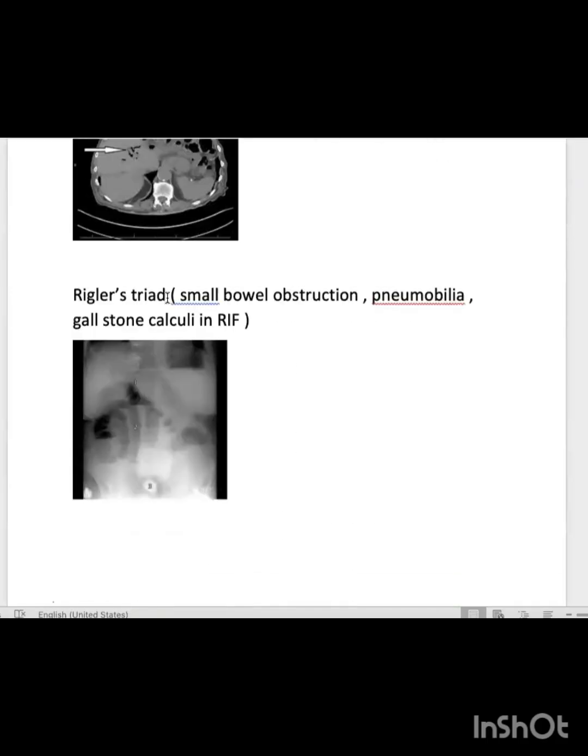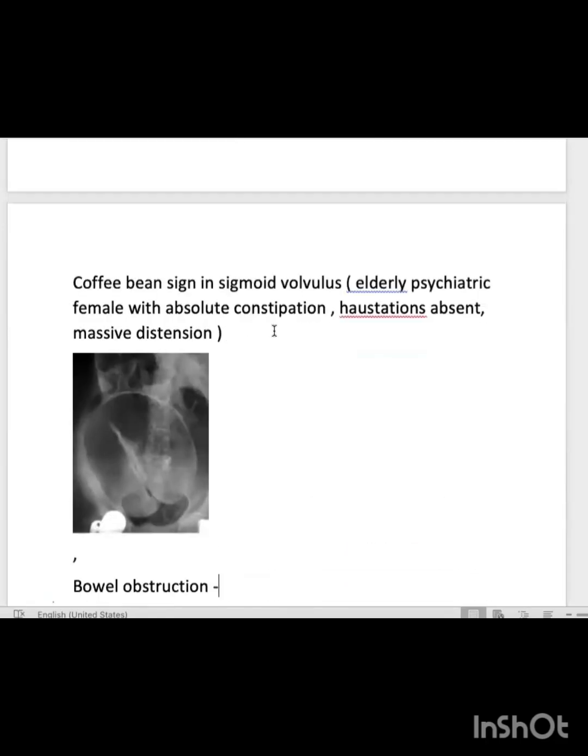So, Rigler's triad, which is characterized by a gallstone slipping into the gut, resulting in small bowel obstruction, pneumobilia, which is the gas around gallbladder, CBD or IHBR, and you can find a gallstone in the right iliac fossa. So this you can see a typical coffee bean sign which is found in sigmoid volvulus, and the usual characteristic scenario is an elderly psychiatric female with absolute constipation or obstipation, haustrations are absent and there is massive distension.